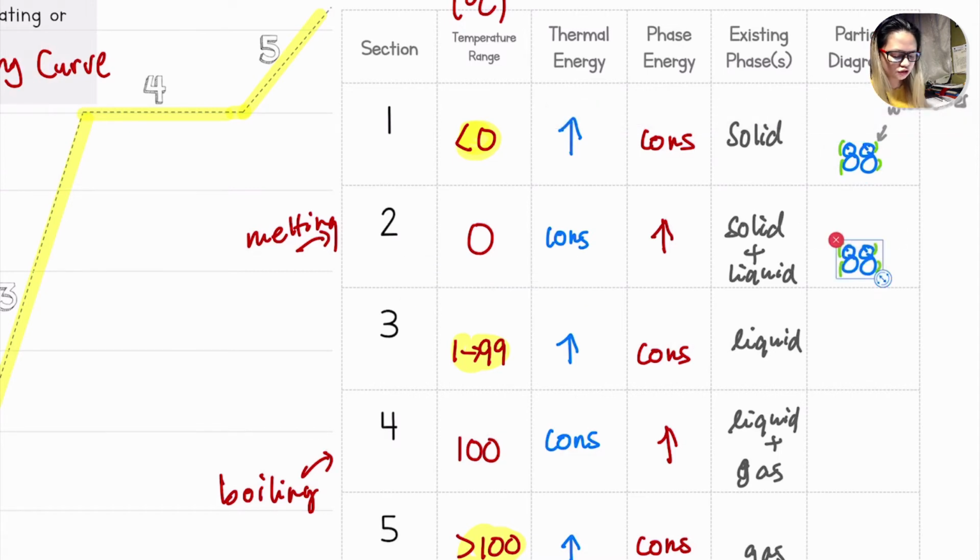What if you want to show a solid and a liquid? Well, I'm just going to go ahead and remove some parts in here and make sure that this is my liquid right here.